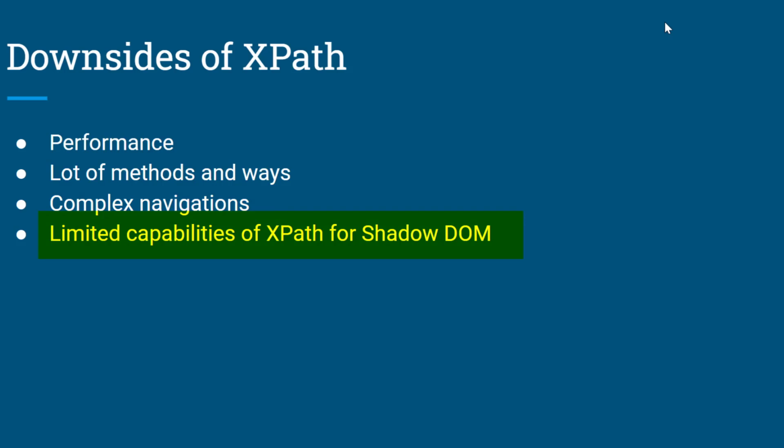Shadow DOM is used by developers to create isolated components with their own styling and behavior to avoid conflicts with other parts of the web page. And in those shadow DOMs, XPath is not that helpful.